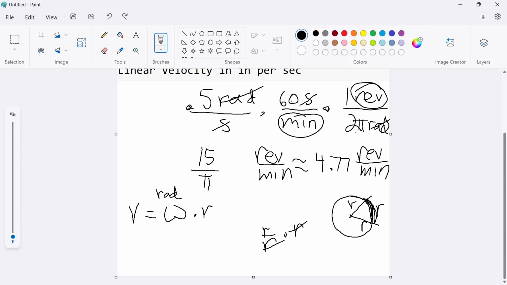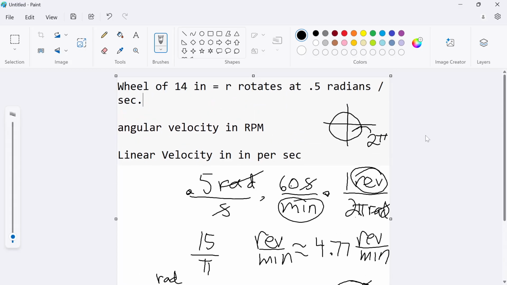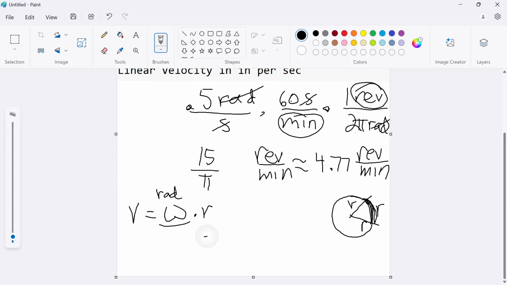All you have to remember is that to get the linear velocity, you must use the angular velocity in radians and then multiply that by the radius. So what is the angular velocity in radians? 0.5 radians per second. Again, remember radians is really radius divided by radius. 0.5 radians per second times the radius, which is 14. 0.5 times 14 equals 7.